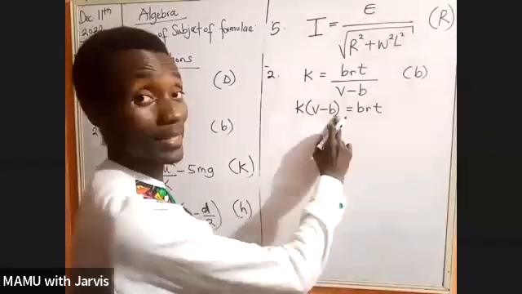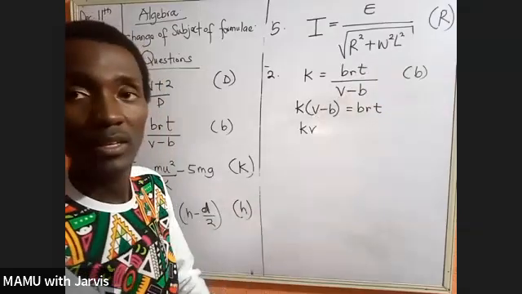Wait, you're just going to cross it out, right? So we open this bracket. Wait, I'm so confused about what you just did for a second. What is this? No, because the BRT over V minus B, aren't you just going to cross out the B from both sides? You're going to be like, oh, no, RT over V.